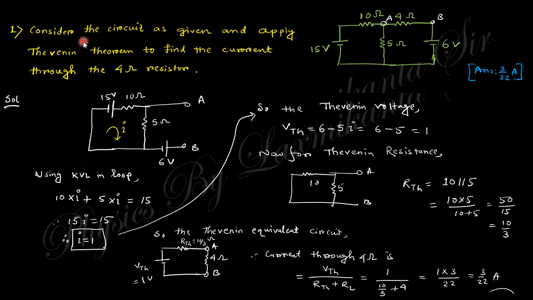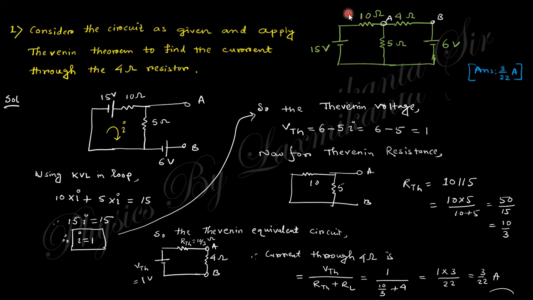So let's start question number 1, or problem number 1, asked in the theoretical part of circuit and network theory. The first question says, consider the circuit as given and apply the Thevenin theorem to find the current through this 4 ohm resistance. So this is the circuit given in this question, and you need to find the current through this 4 ohm resistance by applying the Thevenin theorem.